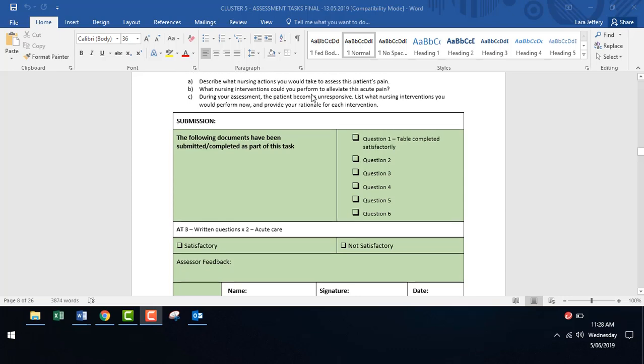During your assessment, the patient becomes unresponsive. List what nursing interventions you would perform now and provide your rationale for each intervention. Essentially, what do you do if a patient becomes unresponsive and unconscious? Okay, so you might talk us through an acronym that you would do for an unresponsive, unconscious patient. Okay, and that's the finish of AT3.